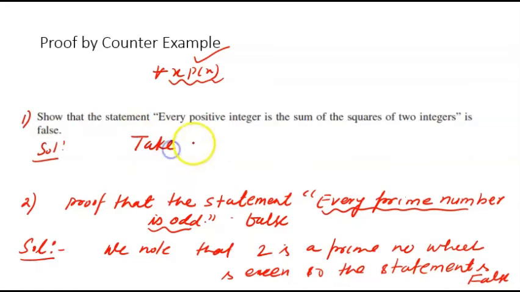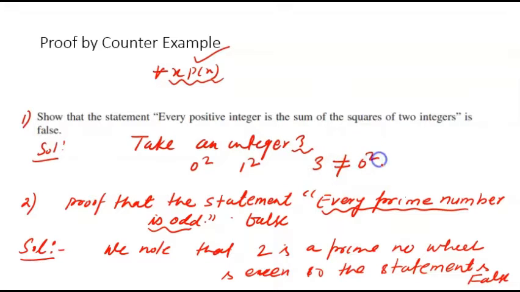Take the integer 3. Now if I have to write 3 as the sum of squares of two integers, the only integers whose squares are not more than 3 are 0 square and 1 square, because if I take 2 square it will be more than 3. But we can clearly see that 3 can't be written as 0 square plus 1 square. So "every positive integer is the sum of squares of two integers" is a wrong statement. I hope you got it.